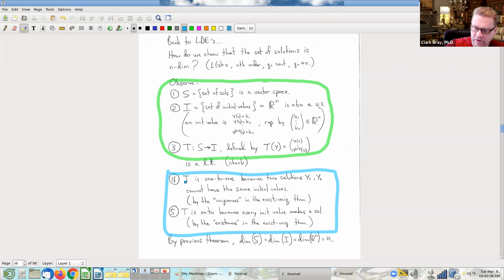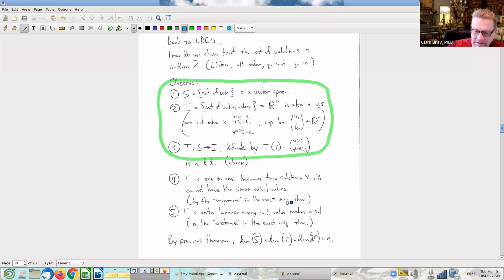And notice the reason that it's 1-to-1, the reason that it's onto, is because of the existence and uniqueness theorem. Right. Given any initial value, what the existence and uniqueness theorem says is there's exactly one corresponding solution. Well, that says given any output, the initial values are the outputs of this function. So given any output, there is exactly one solution, namely there's exactly one input. And that's what it means for a function to be 1-to-1 and onto.